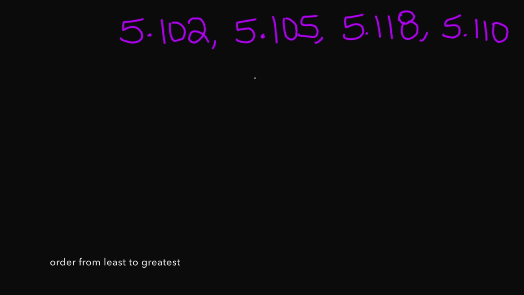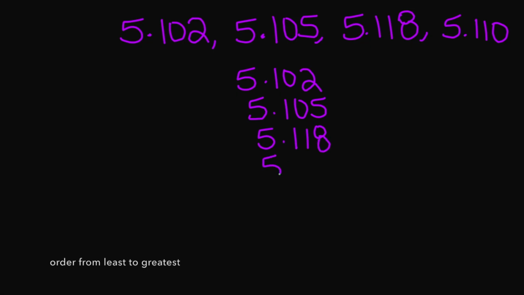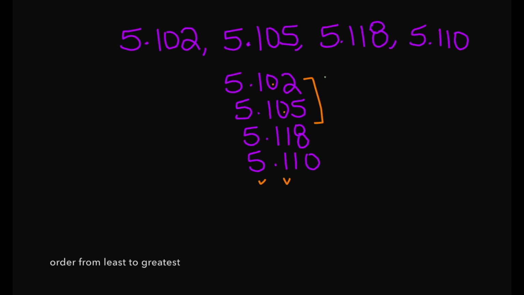Let's look at these numbers here. Let's line up our decimals. 5.102, 5.105, 5.118, and then 5.110. So we notice that all of our 5's here are the same, so that's good. Then we have our 1's, that's good. And then we have here 0, 0, 1, 1. So let's go ahead and focus on the 0, 0 here. So after 0, 0, we have a 2 and 5.